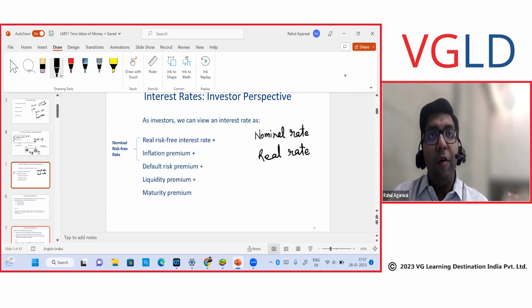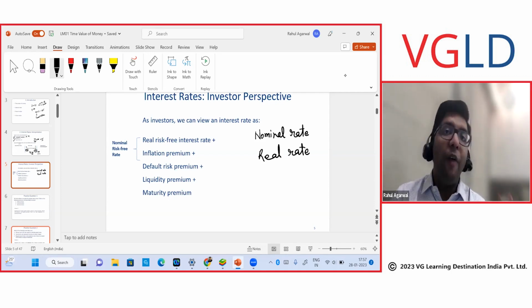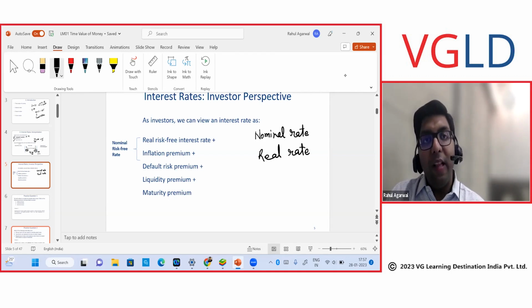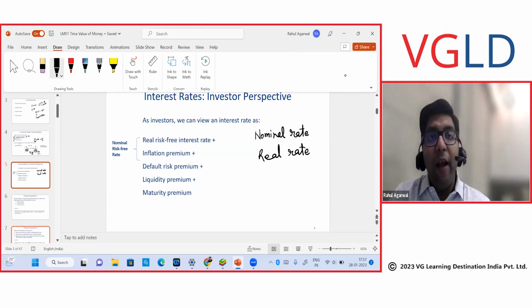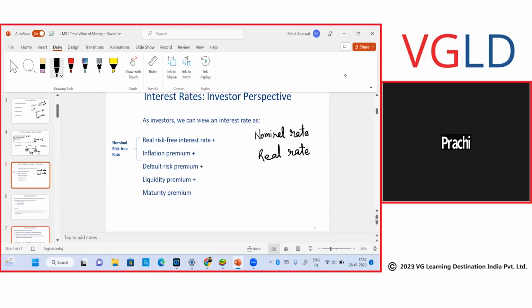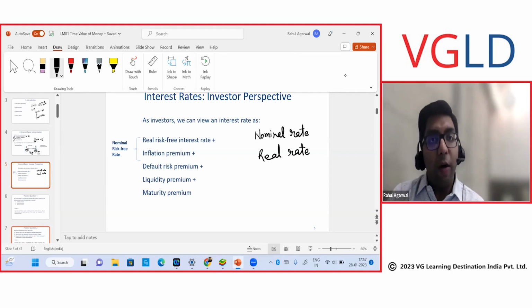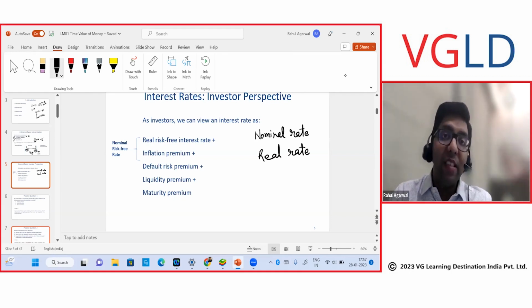Suppose a person was earning 5 lakh rupees 10 years back. Today, if he still continues to earn 5 lakhs, his real value of money has diminished. Because 5 lakh rupees 10 years back had more value than 5 lakh rupees today, because you are buying stuff today which is priced higher compared to what it was priced 10 years back.